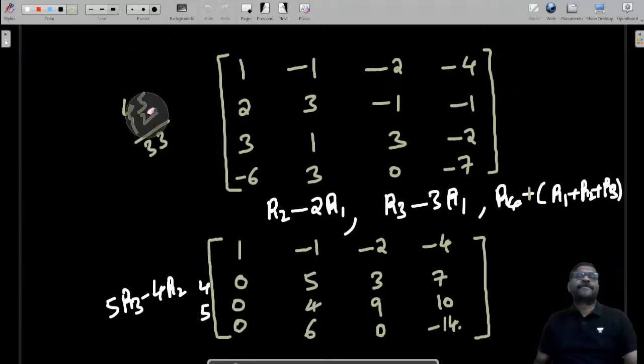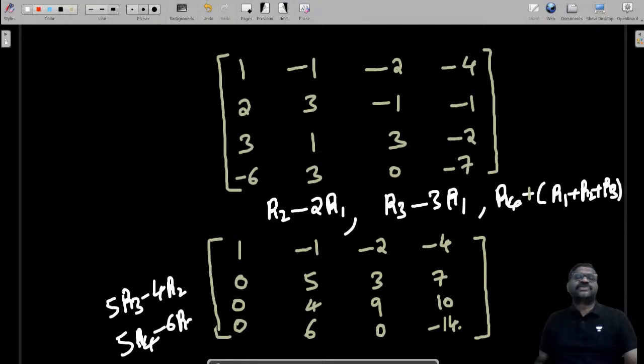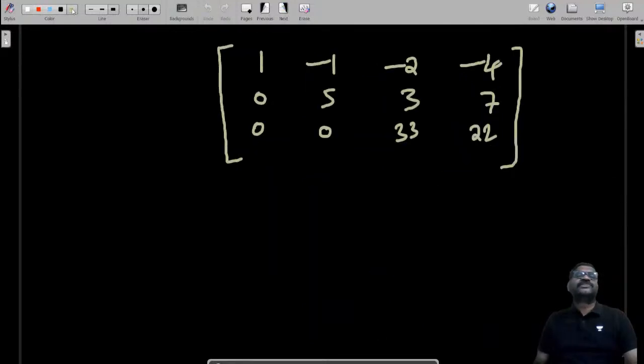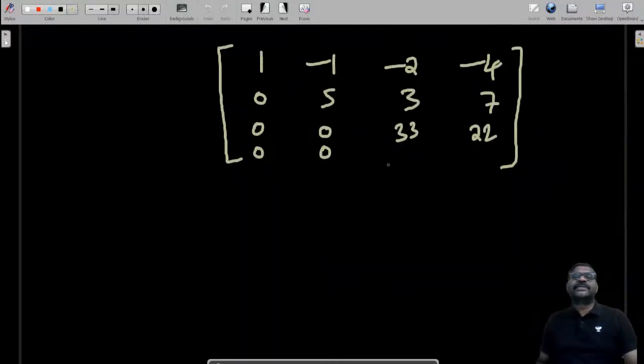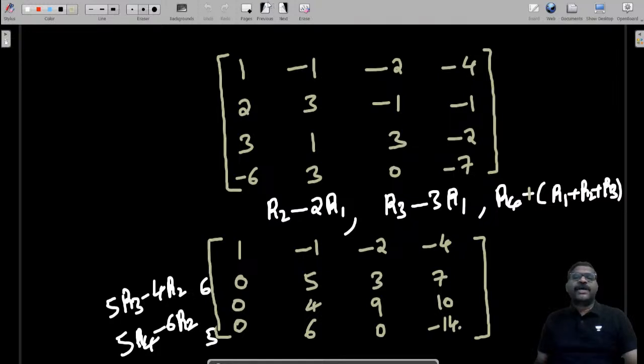Next operation. 5 times R4 minus 6 times R2. Then what happened? This element is 0. This element is also 0. Now 0 minus 18, you will get minus 18. Minus 70, minus 6 times 7 is 42, so minus 112.